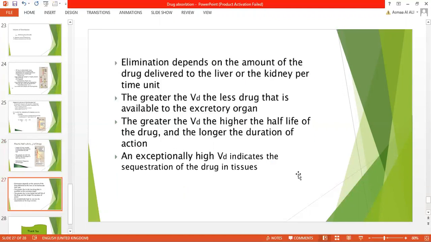Elimination depends on the amount of a drug delivered to the liver or the kidney per time unit. The greater the volume of distribution, as we said, the less drug is available to the excretory organ, the higher the half-life of the drug and the longer the duration of action. And exceptionally high volume of distribution indicates the sequestration of the drug in the tissue.